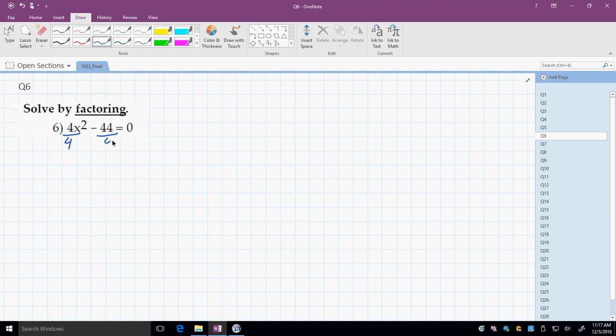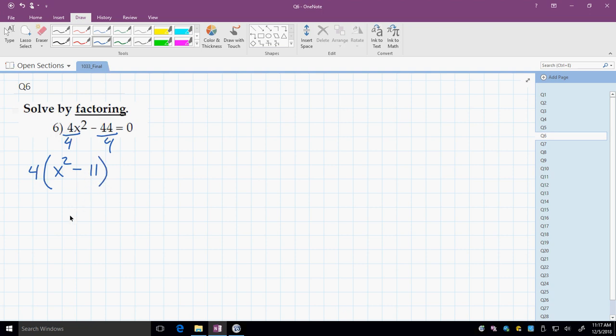So we're going to divide both of the terms by 4. So the factor that I'm pulling now, I'm going to put in the front of the parentheses, and then 4 divided by 4, they're going to cancel each other out. So I ended up with the x squared. 44 divided by 4 is going to give me 11.